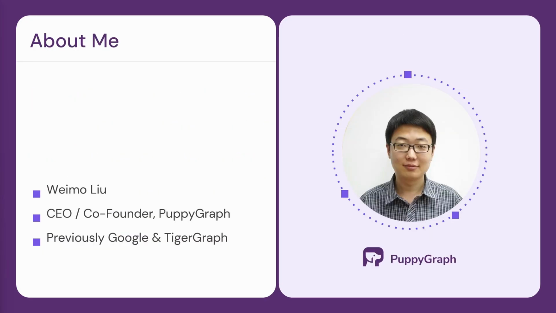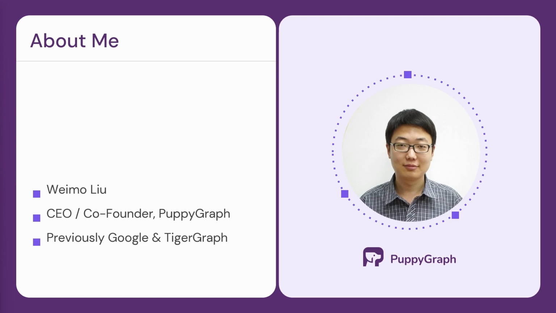First, let me introduce myself. I'm the CEO and co-founder of PuppyGraph. Before that, I worked at TigerGraph and the Google F1 team. Google F1 is the unified SQL query engine inside Google, which can query all the data as it is without moving it. And one SQL statement can query multiple data sources.